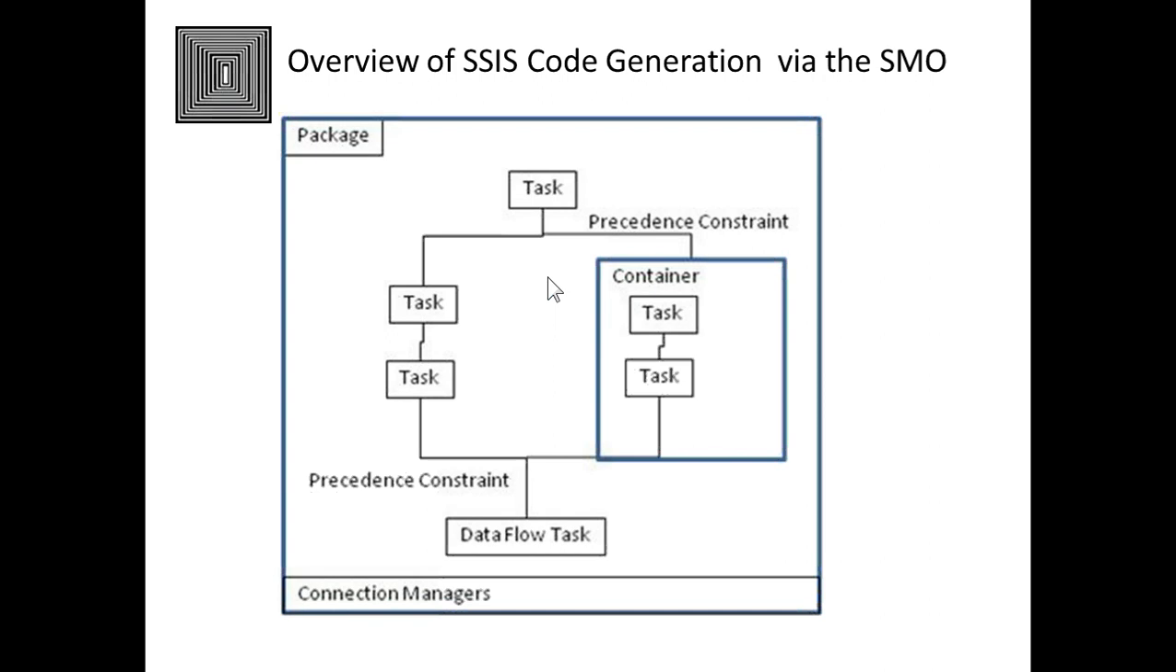So here, using my third grade drawing, we can see that we've got a package, which can have multiple tasks, can have data flow tasks, and connection managers, which really gives us the outline, if you will, of the processes we're going to need to walk through to generate the packages.